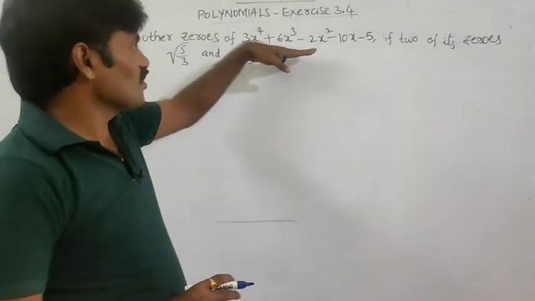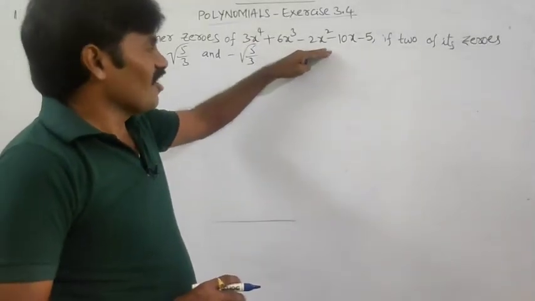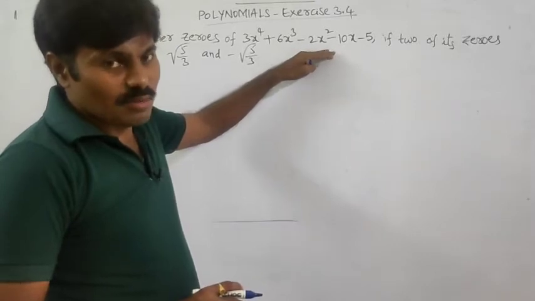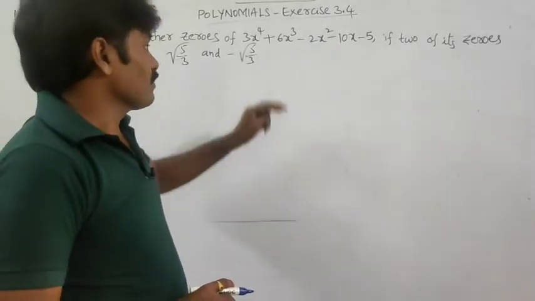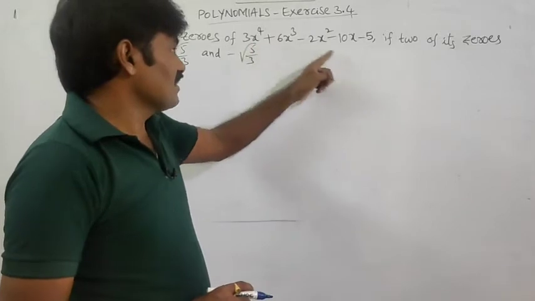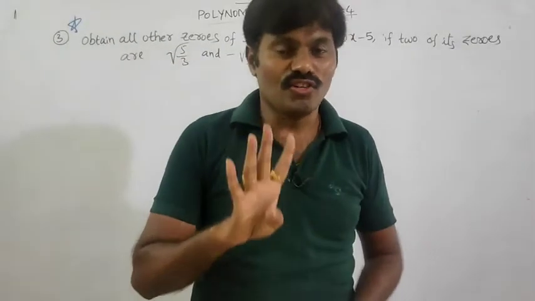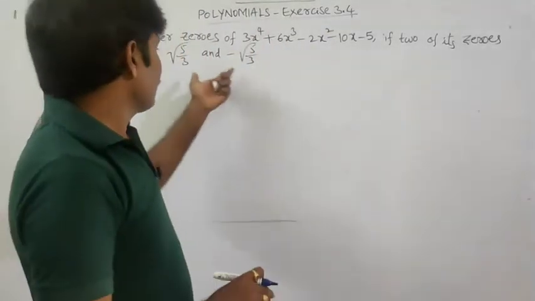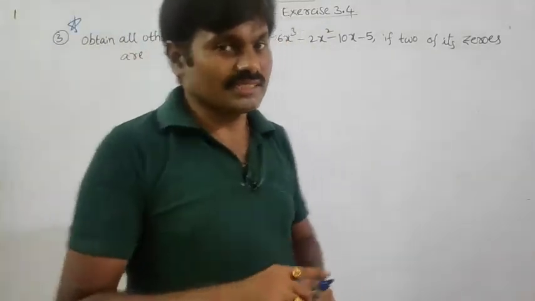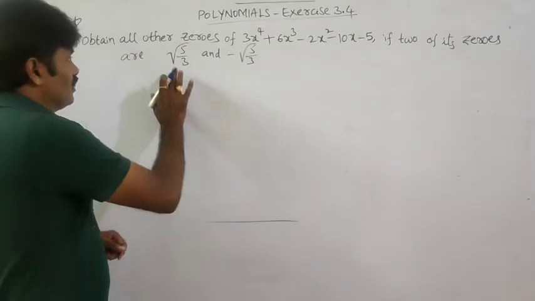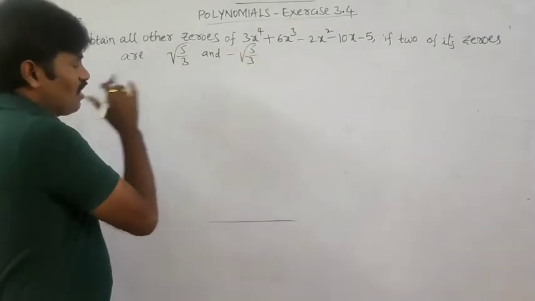In total, how many zeros does it get? How can you decide the number of zeros of a given polynomial? Yes, by its degree. So what is the degree of the given polynomial? 4. So how many zeros do we get here? 4 zeros. But how many are given? 2. So 2 more we should get. See how to get them.